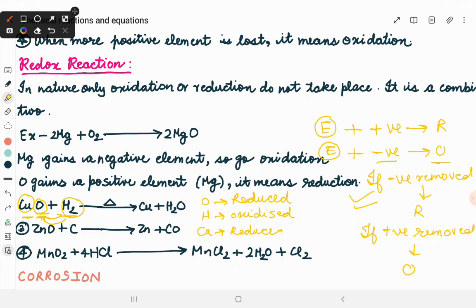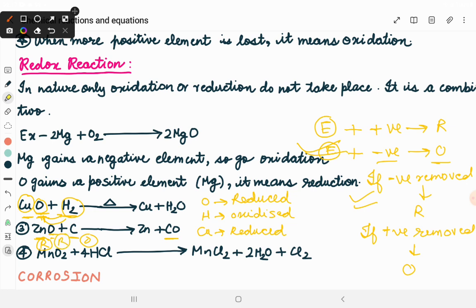Take the next example. Zinc oxide plus carbon gives zinc plus carbon monoxide. Think of this zinc. Zinc was having a negative element, but this negative element is removed, so zinc is reduced. Think of this carbon. Carbon is afterwards getting something very negative. It means if a negative element is added, the carbon is oxidized. Think of this oxygen. Oxygen is getting carbon. Carbon is positive, so oxygen is getting reduced.